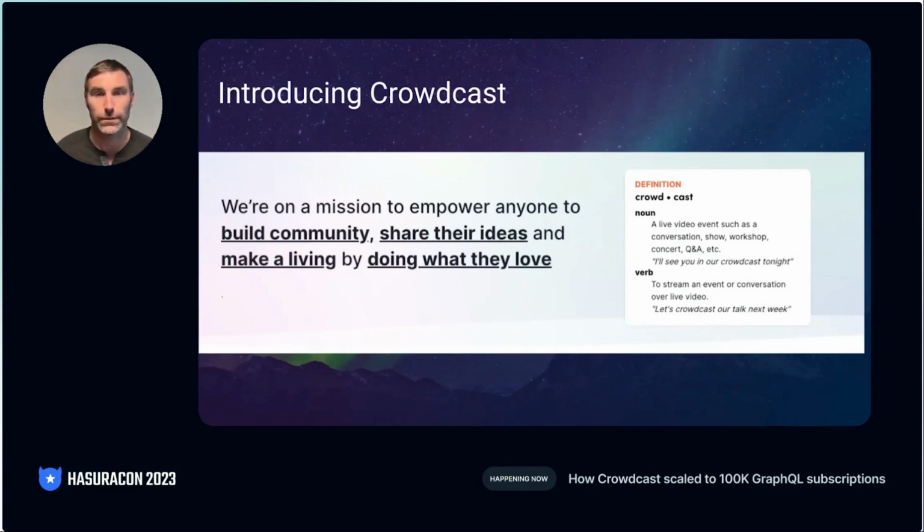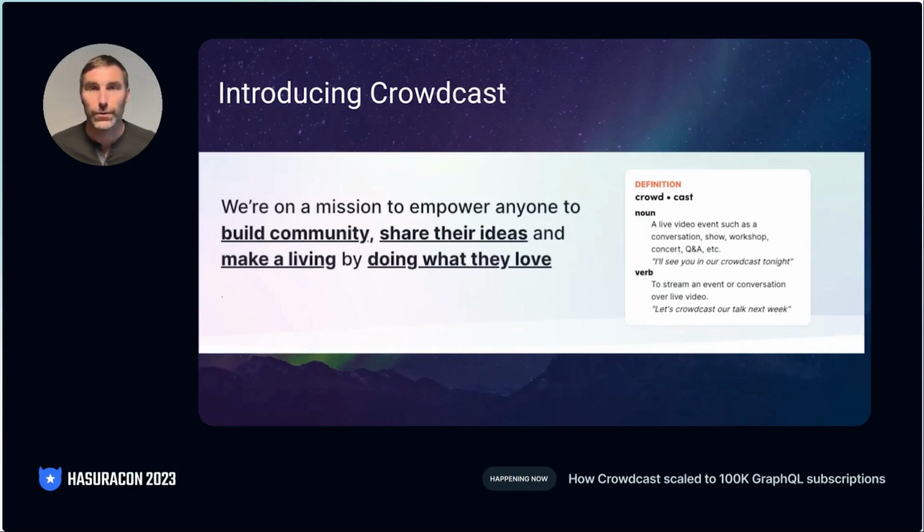The idea is that anyone in the world with a browser and a webcam can share ideas or topics that they're passionate about or knowledgeable about, and share that to an audience anywhere in the world. Here you can see our mission. We're on a mission to empower anyone to build community, share their ideas, and make a living doing what they love. And this is what drives us, and this is why we exist.